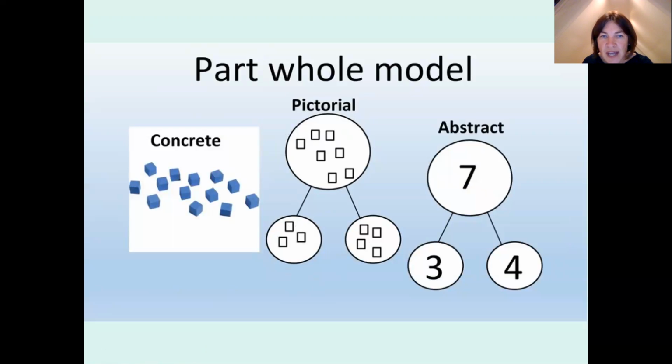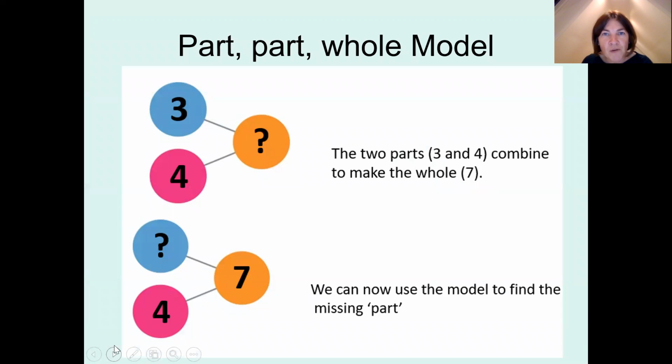As they get used to that and they get used to talking about it, they can then move on to the abstract numbers. And the part-part-whole model can get turned on its side. So we have to make sure that they're used to seeing it in lots of different orientations. And then they get to know that sometimes they have the 2 parts, but the whole is missing. So if you've got 2 parts, what is the whole? You might have the whole, but one of the parts is missing. How can we find that missing part?